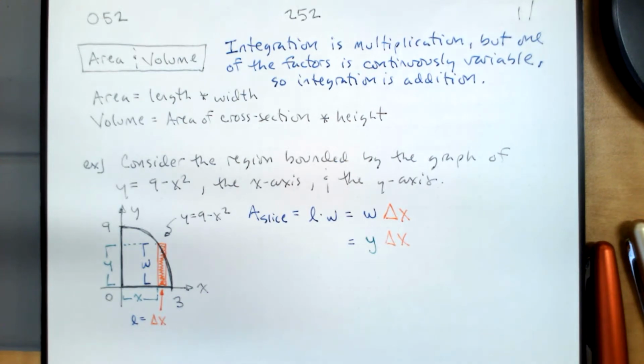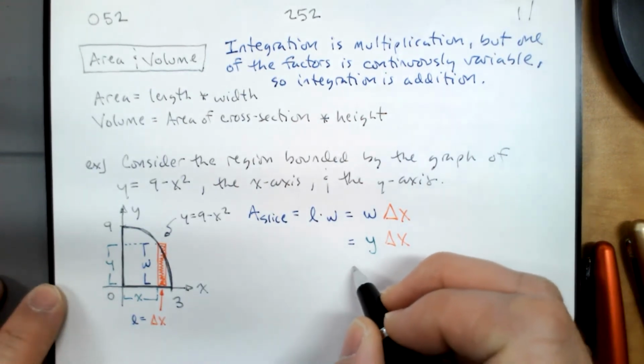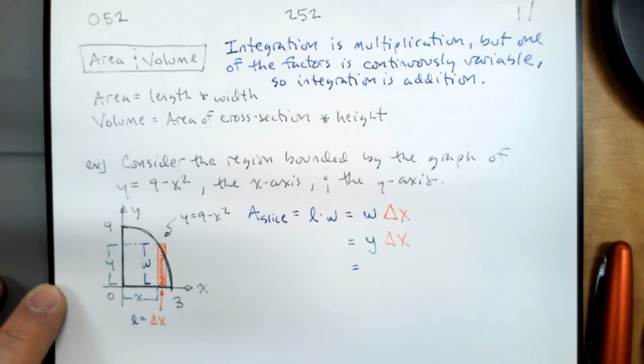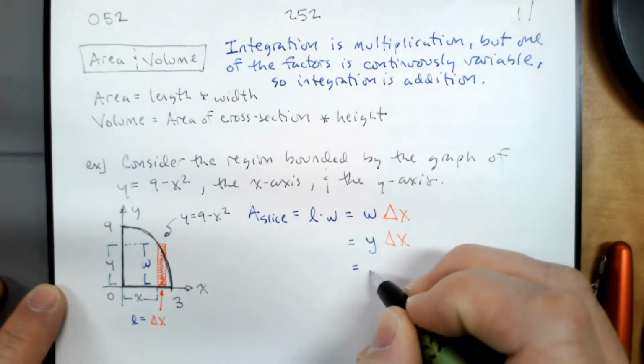But that doesn't work. I can't integrate y with respect to x. Well, I could, but that would mean y is constant and y is variable. That's the whole point of doing this whole process. Fortunately, it's easy to write y in terms of x. If y is 9 minus x squared, then I can just replace this y with 9 minus x squared. So the area of the typical slice is 9 minus x squared times delta x.